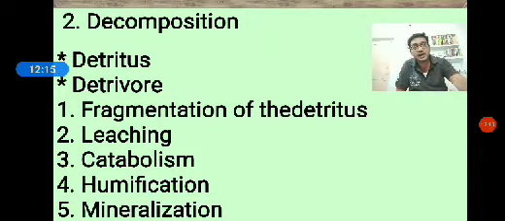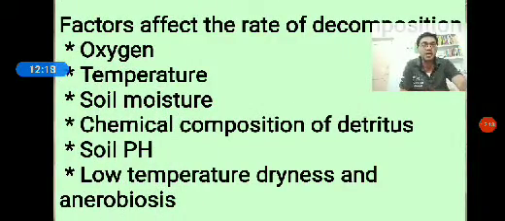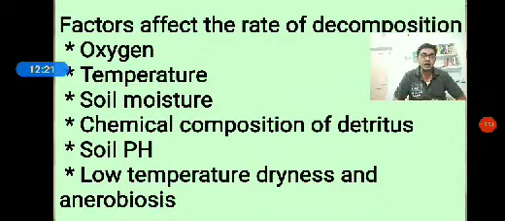Factors affecting decomposition. Which are the factors that affect the decomposition process? The first one, oxygen. An increase in the supply of oxygen increases the rate of decomposition. If the oxygen supply increases, the decomposition rate also increases. A decrease in the supply of oxygen decreases the rate of decomposition. So here oxygen is very essential.